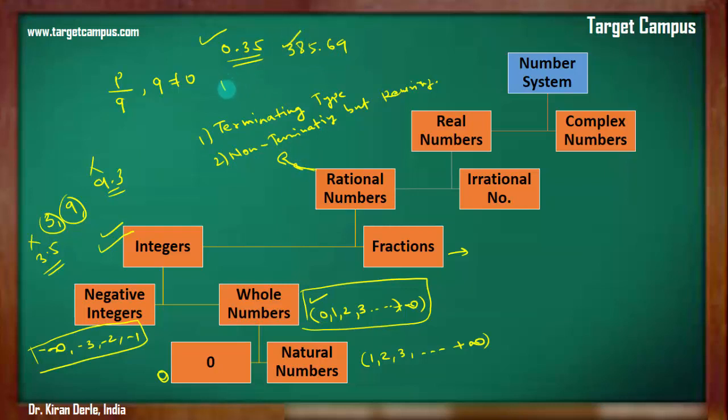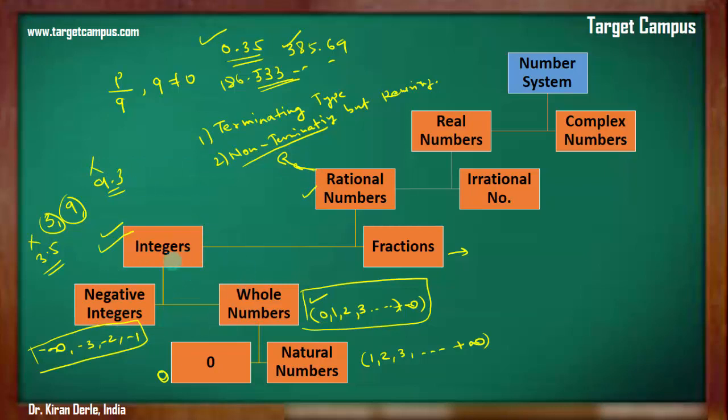Now, if you write 186.333 and so on, right, is this terminating or non-terminating? This is non-terminating, but something is recurring here. 3 is recurring here. So this is a rational number.